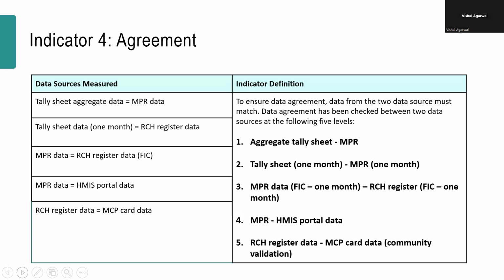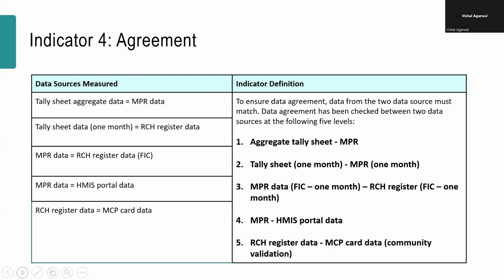The next one is monthly progress report and RCH. We took full immunization as an indicator for this agreement. If a health worker has reported 30 full immunization numbers in the monthly progress report, then that health worker was asked to show those 30 names in their RCH registers. We reviewed all 30 names, and if all 30 beneficiaries had completed their vaccination schedule within the first year of life, then we considered that child a fully immunized child.